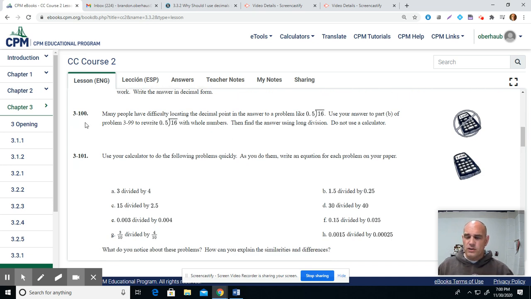All right, so question 100. Many people have difficulty locating the decimal point in the answer to a problem like 16 divided by 5 tenths. So remember when we say this, we always start inside the box. So this is 16 divided by 0.5 or 16 divided by 5 tenths. Use your answer to part B of problem 39 to rewrite 16 divided by 0.5 with whole numbers.